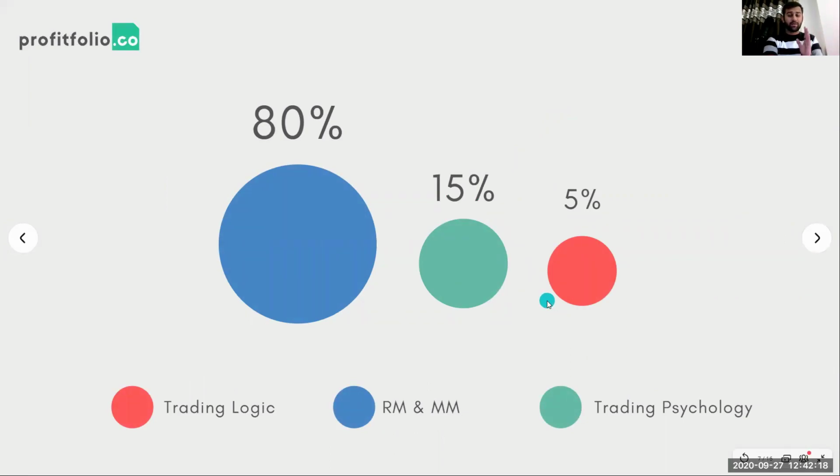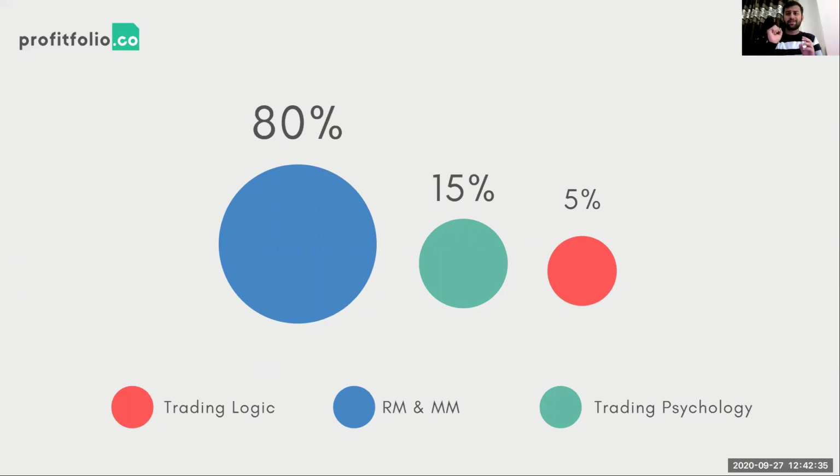In this part, what we are going to do is focus more on the risk management and the money management, because that matters a lot, as I told you. Then comes the psychology, which is 15% of your trading plan, and RM and MM are 80% of the weightage, right?